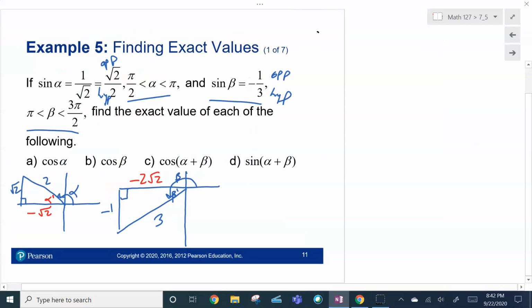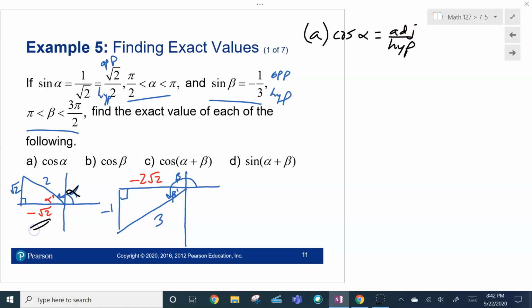Okay. Now we can answer all our questions from here. Part A, what's the cosine of alpha? I'm looking over here at alpha. Cosine is adjacent over hypotenuse. The adjacent side is negative root 2, the hypotenuse is 2, so negative root 2 over 2. B, what's the cosine of beta? Adjacent over hypotenuse. Now I'm looking at beta using reference angle beta prime: negative 2 root 2 over 3.